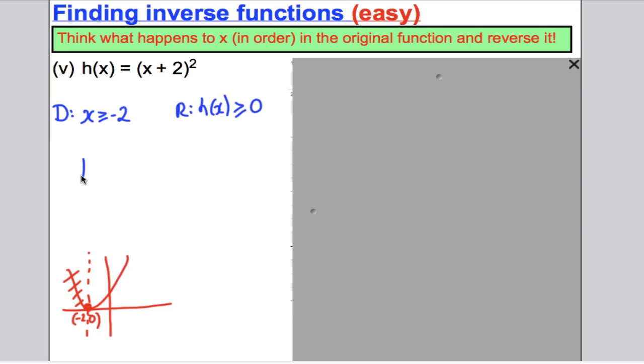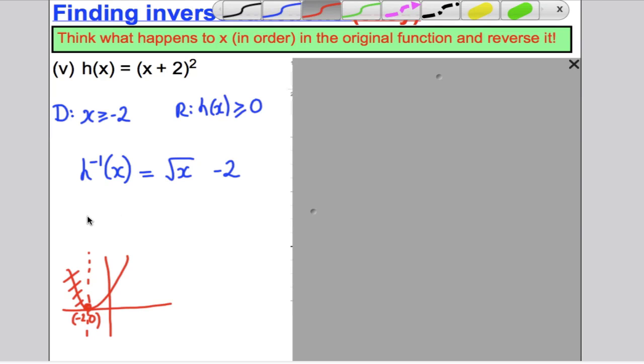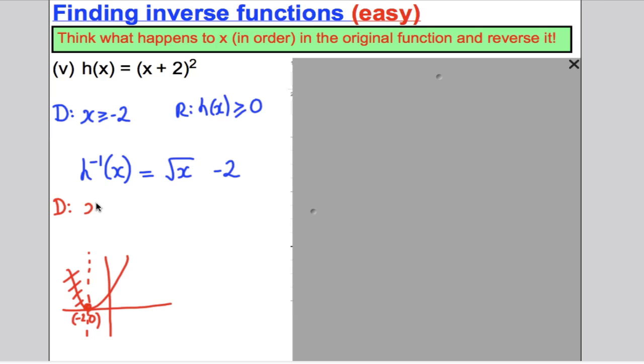What's the opposite function? What's the inverse function? Add 2 and square. Going backwards, you would take a number, square root, and then subtract 2 off that. Now, we need to think what the domain is of this. Well, the domain of this function must be the range of the original, so it's going to be x is bigger than or equal to 0, and the range is going to be the domain of the original, which is h to the minus 1 of x. It's got to be bigger than or equal to minus 2.